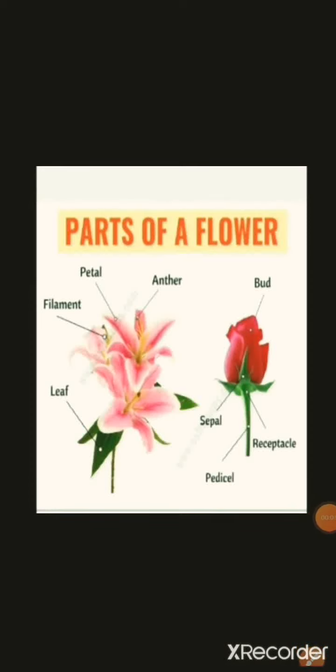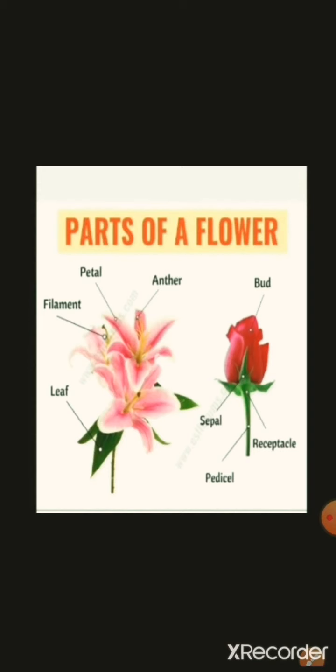Let's learn about the flowers and parts of a flower. A flower is a colorful, attractive, beautiful part of a plant. It increases the beauty of nature. Flowers come in different colors. Flowers grow from a bud.